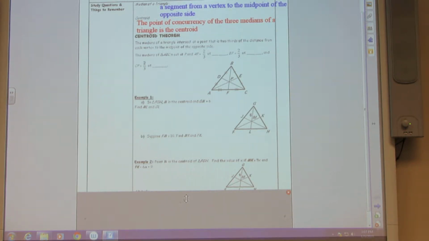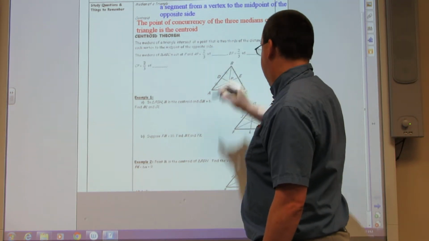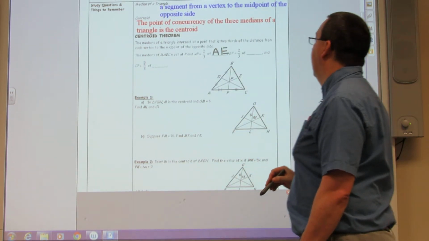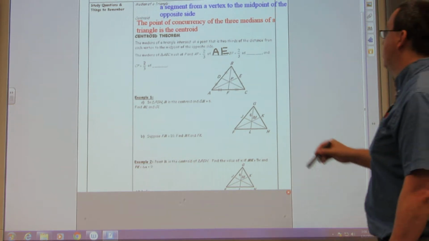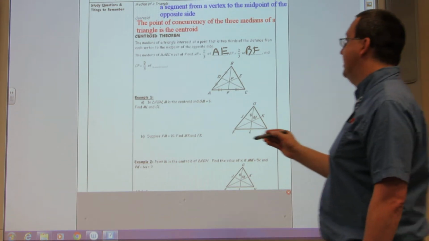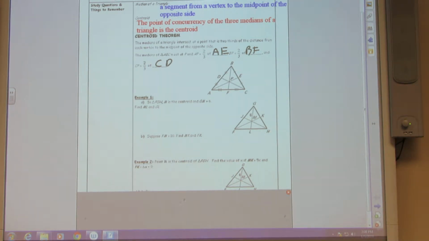So AP is 2/3 of AE. BP is 2/3 of BF. And CP is 2/3 of CD. That means the other part will be 1/3. So PE is 1/3 of AE. PF is 1/3 of BF. And PD is 1/3 of CD.